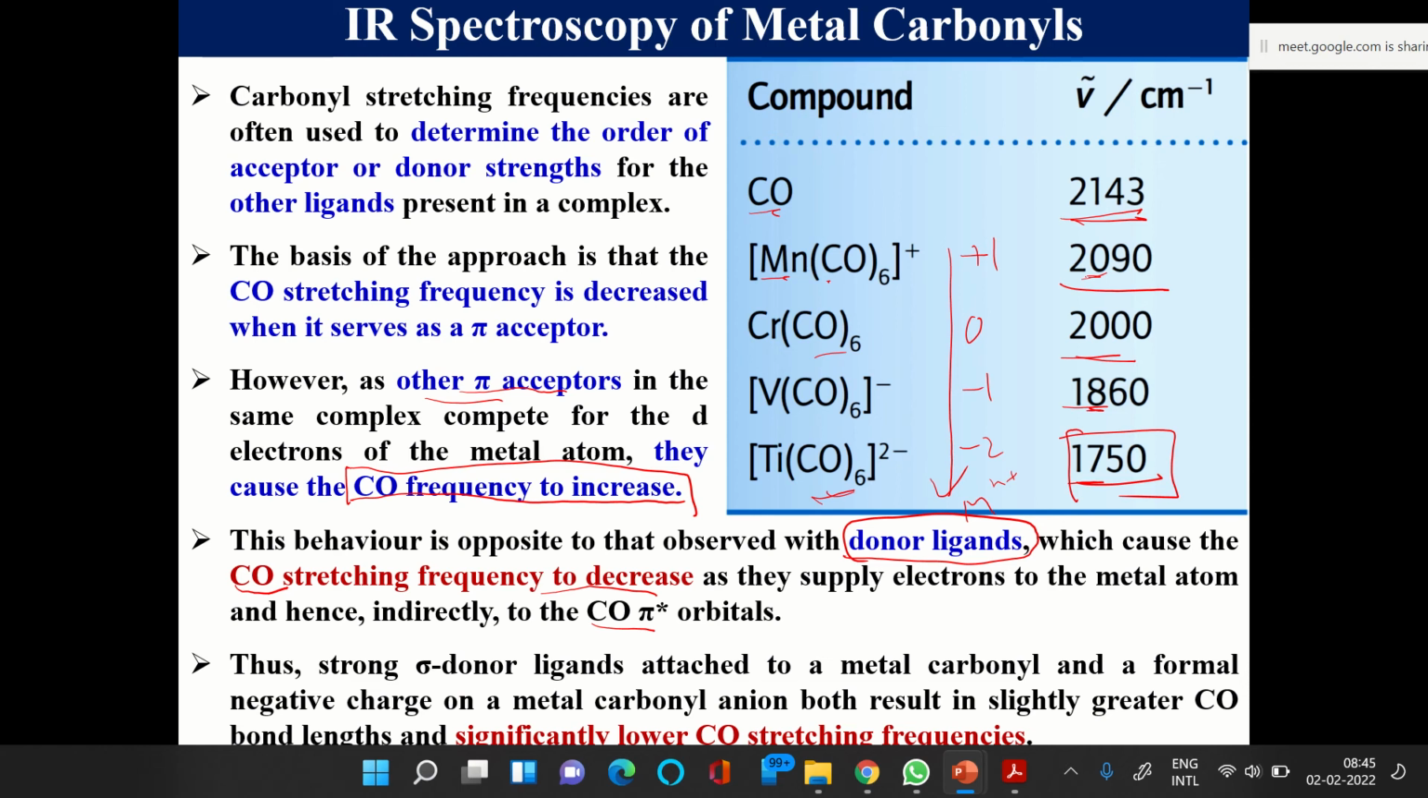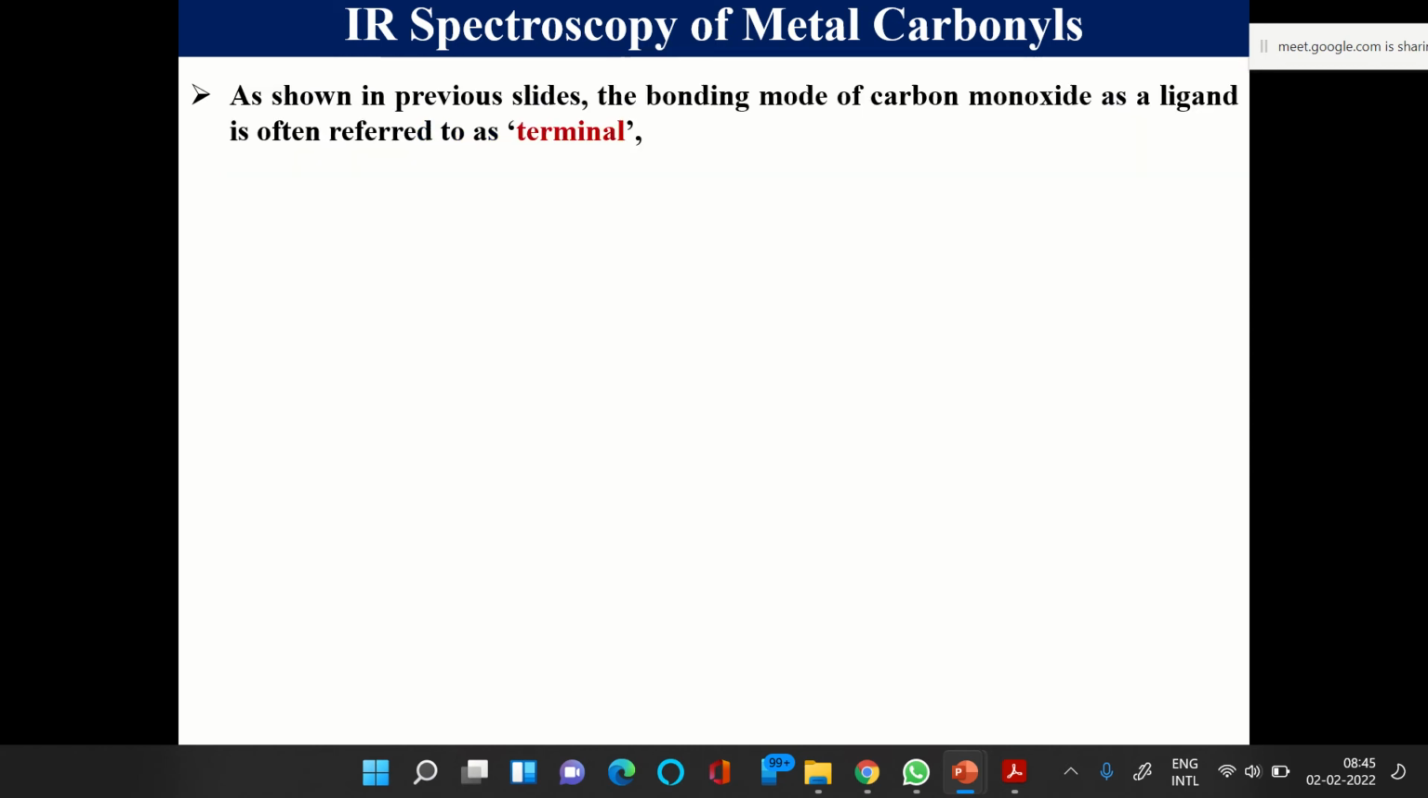So strong sigma donor ligands attached to a metal carbonyl, and a formal negative charge on a metal carbonyl anion, both result in slightly greater CO bond lengths. So lower frequency, so a decreased stretching frequency will be there.